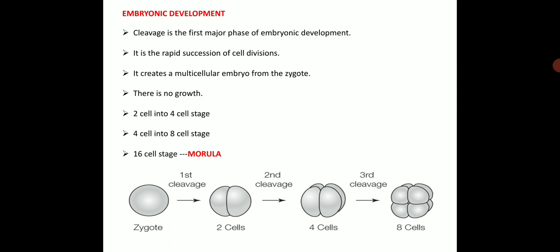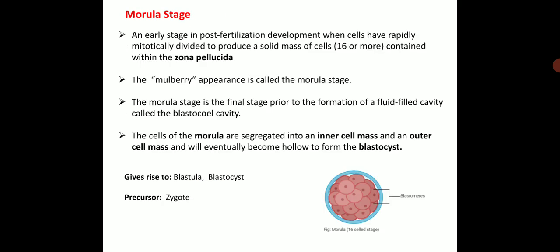Here you cannot find any growth, whereas you can see 2 cells into 4 cells, 4 cells into 8 cells, and then 16 cells, to the next stage, what we call the morula stage. The morula stage is an early stage in post-fertilization development when cells have rapidly mitotically divided to produce a solid mass of cells. It may consist of 16 or more cells contained within the zona pellucida. The mulberry appearance is why we call it the morula stage.